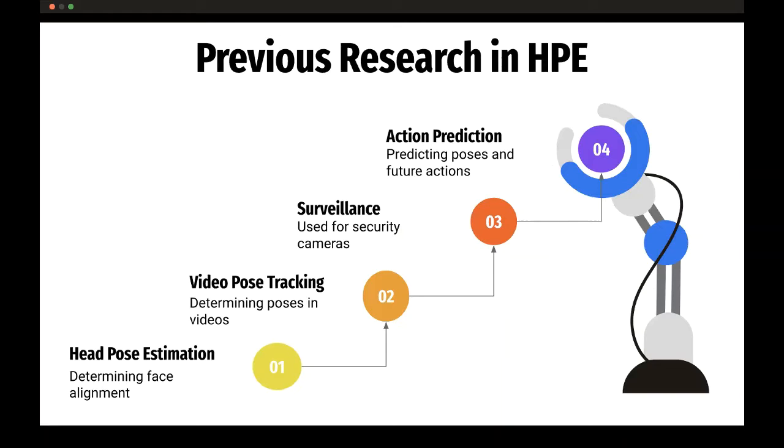For previous research done in human pose estimation, the first usage was in head pose estimation for determining face alignment. This was often used in fields such as face identification. Then the second type of previous research was in video pose tracking, where it was used for determining various poses through videos, and also in surveillance, in security cameras, for example. And finally, today it is being used in action prediction. This is where you predict poses and also future actions.